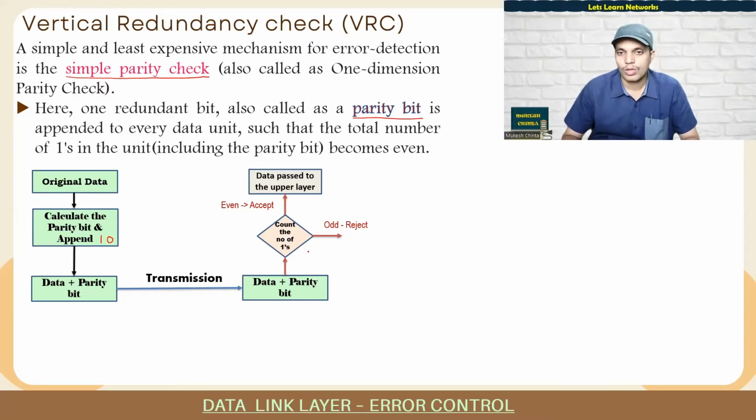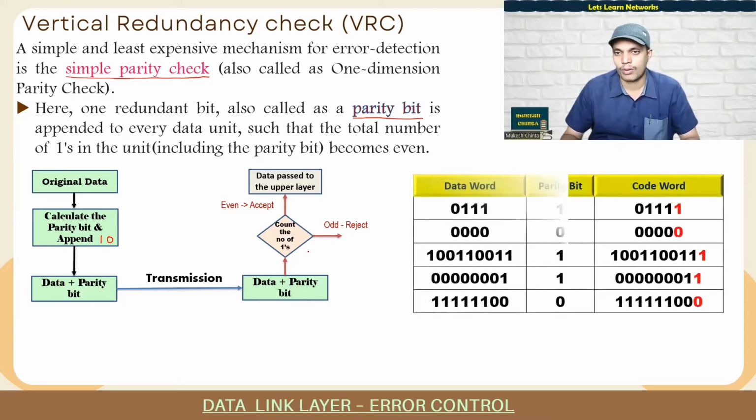Now, to give you an even better idea, you can see this. Consider this is your data word. Now count the number of ones: 1, 2, 3. 3 is odd. So your parity bit will be 1. Now why am I adding 1? Because in the code word, the number of ones should always be even.